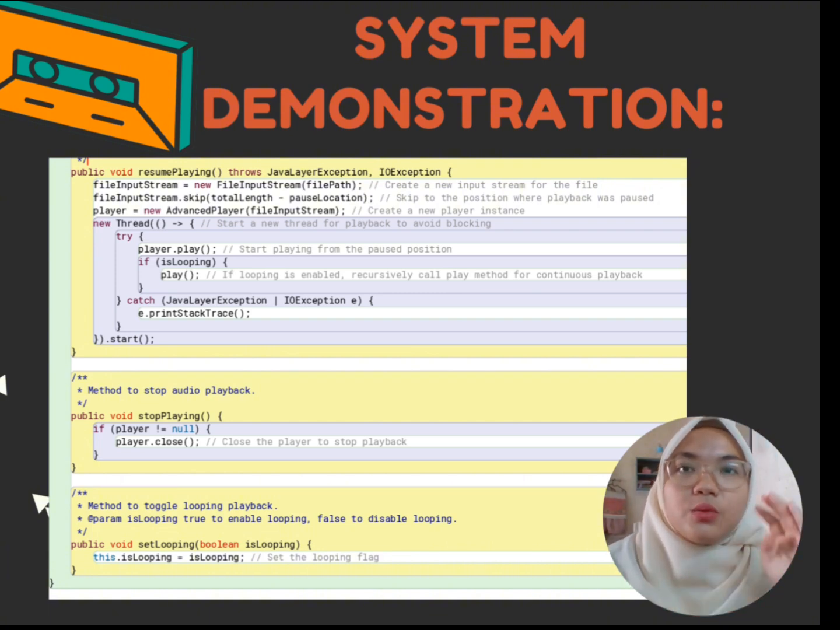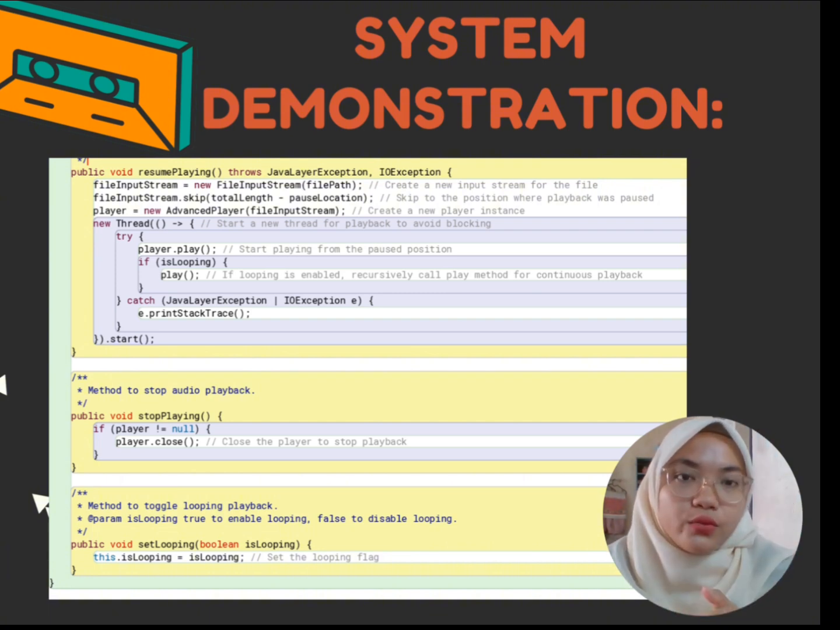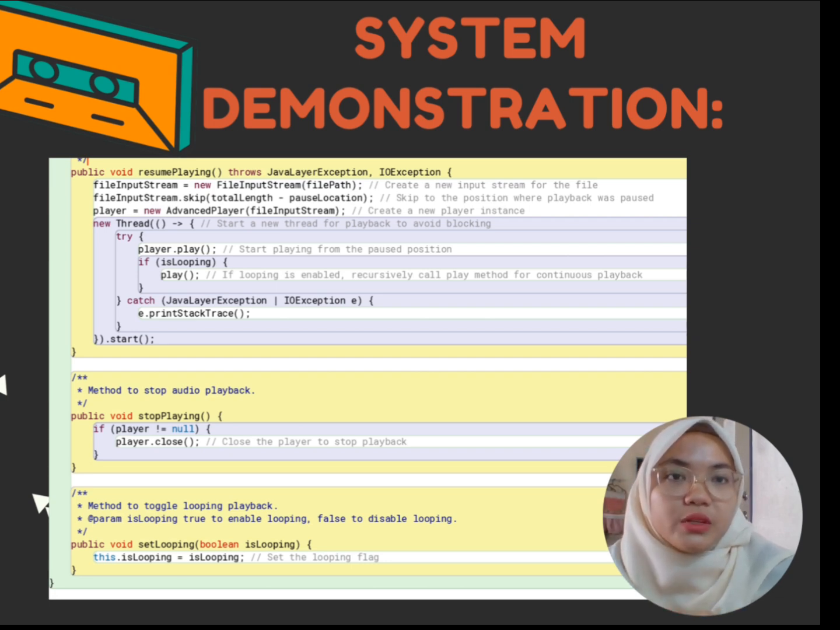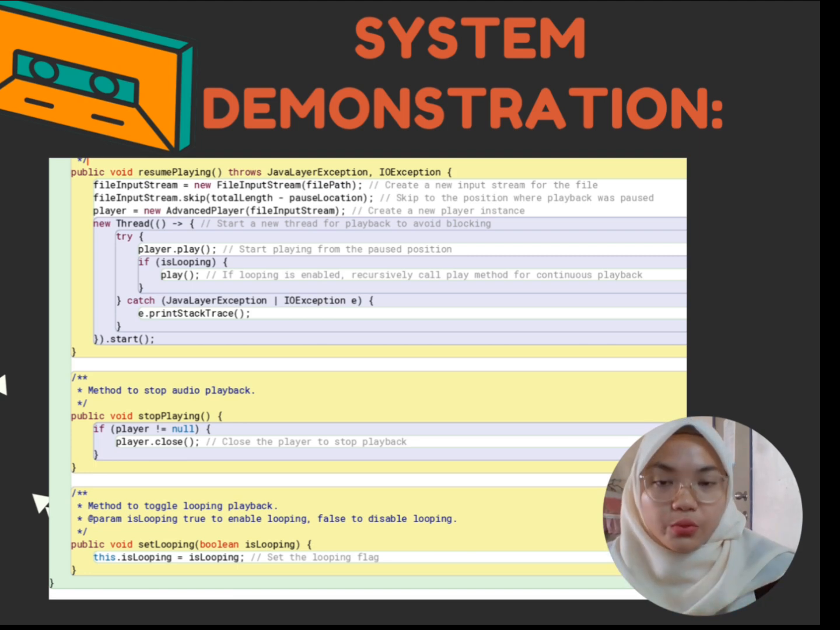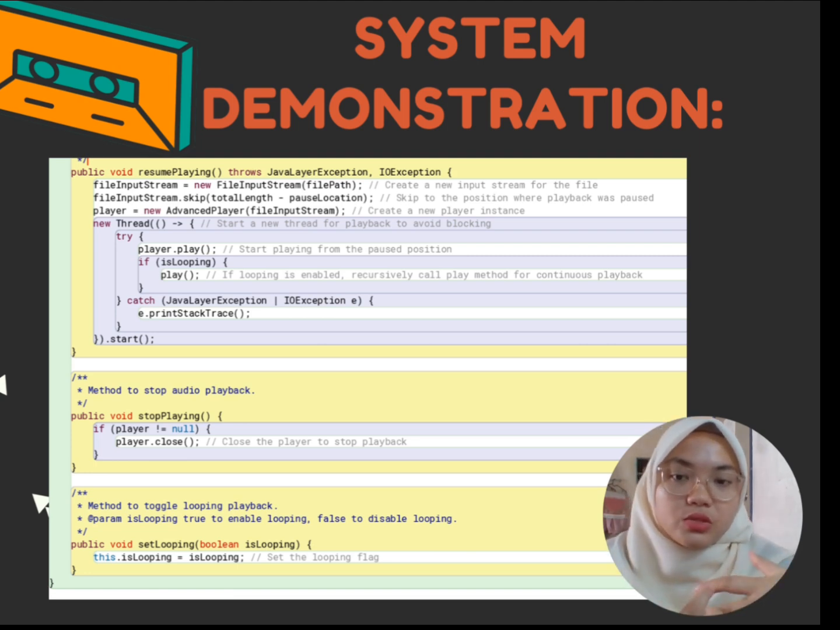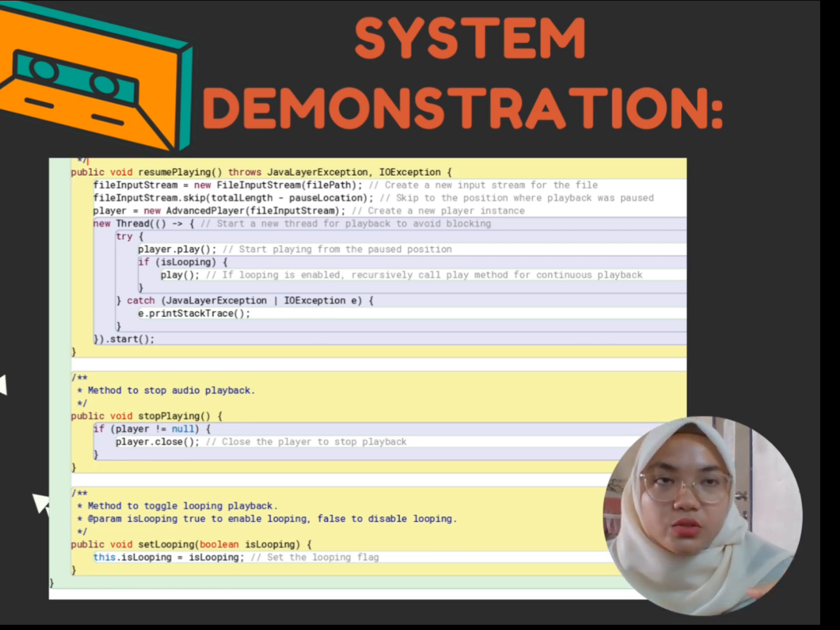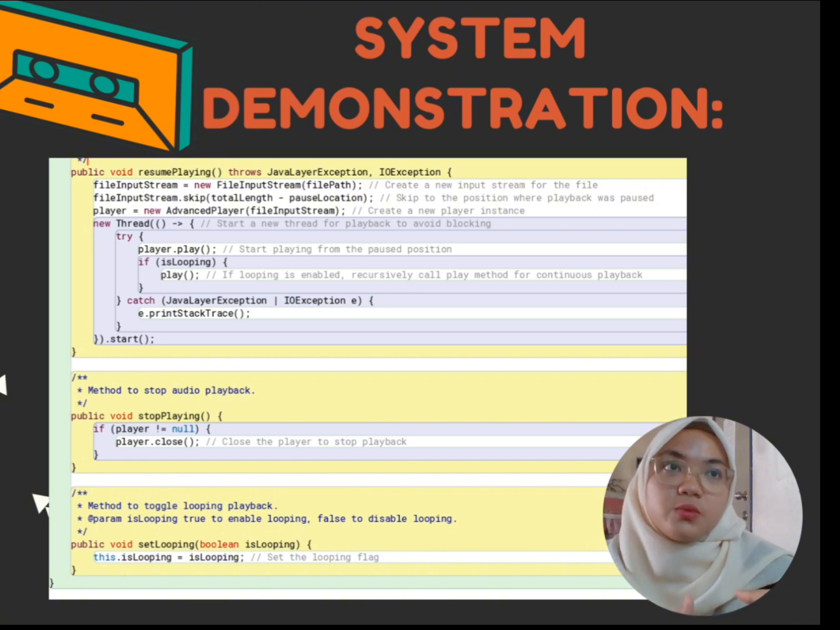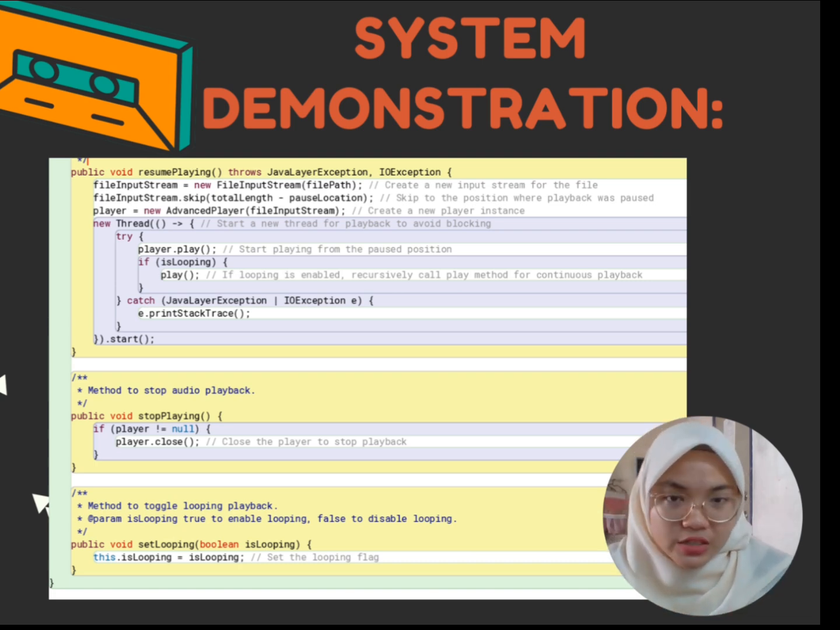As I have said before, the pause playing method will save the play position. For example, if you stop at the 20th second, it will keep the position. And the resume playing method literally means resuming playback from where it was paused. This method creates an input stream that skips to the pause position and starts playback in a new thread to keep the GUI responsive. So what it means is that when we stop at the 20th second, the resume playback will start from the 21st second until the end of the song.